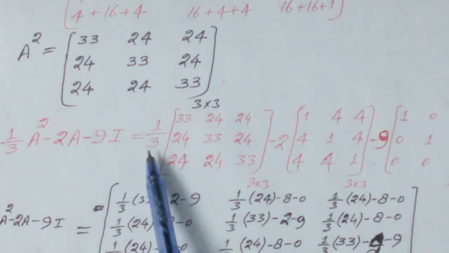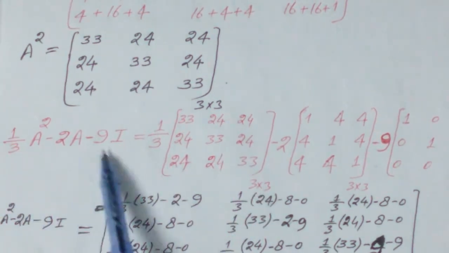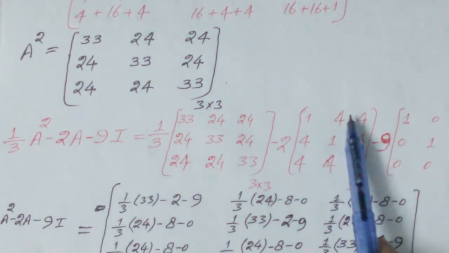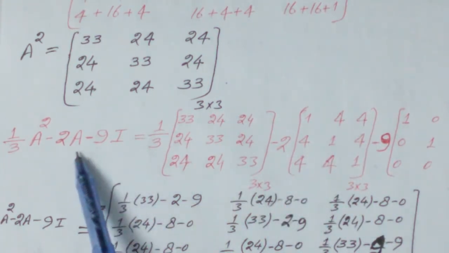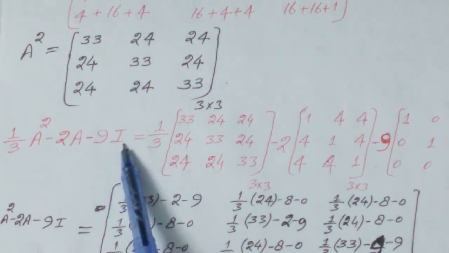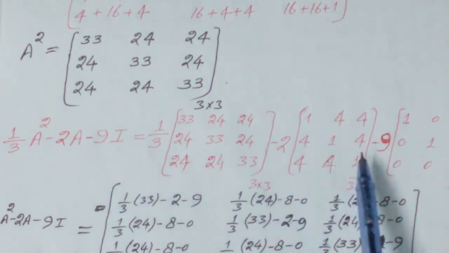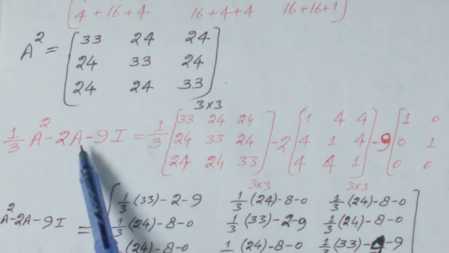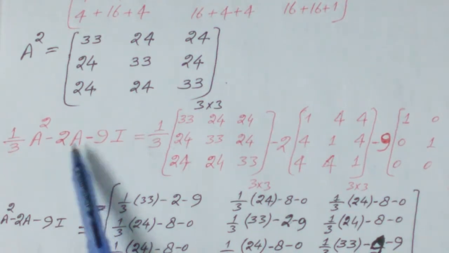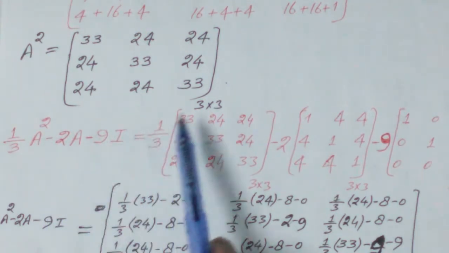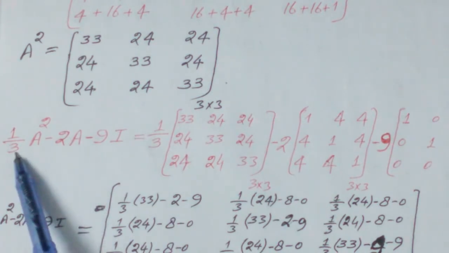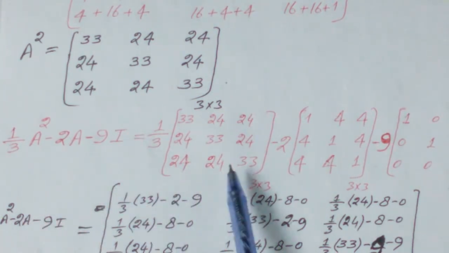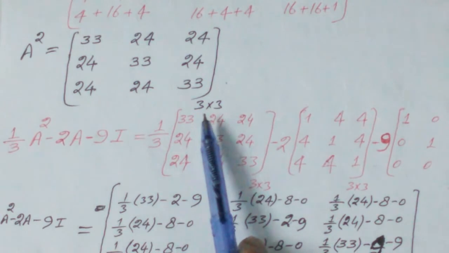Multiply this matrix with the scalar 1 over 3, minus 2A. A is this original matrix, and we multiply it by the scalar 2, and minus 9 times the identity matrix. The order of the identity matrix will be 3 cross 3 because the order of the matrix A is 3 cross 3, so 2A will be 3 cross 3. A square is also 3 cross 3, and when we multiply A square by 1 over 3, the order of the resultant matrix will also be 3 cross 3.